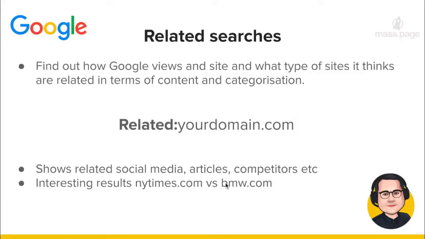Interestingly enough, when I did related:bmw.com, it didn't give me anything else at all, which I was quite surprised by, and I did search it a few times. So I don't know if it's thinking, well, because BMW is a brand and it's just a car manufacturer, there's nothing else related, or if it just didn't get it. But certainly if you do related:nytimes.com, it gives you all related news outlets, which is pretty cool.